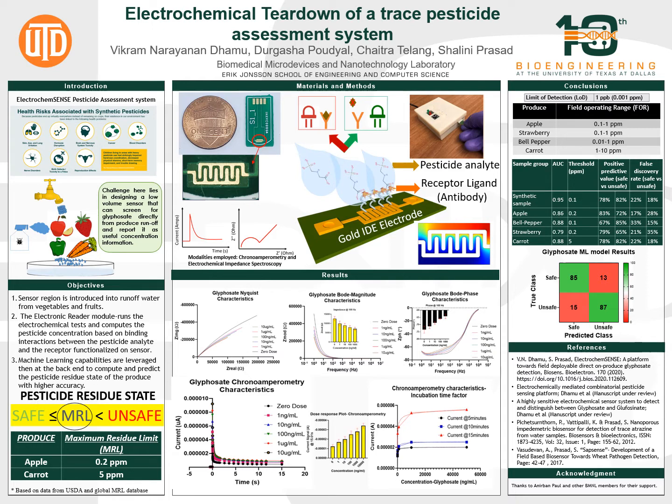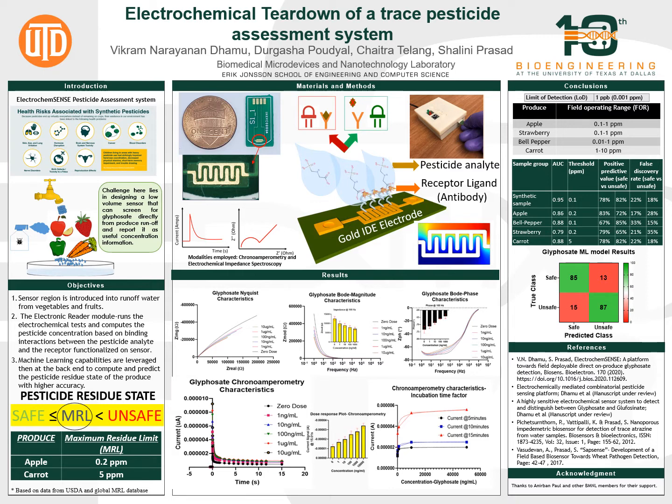The objectives in this project involve introducing a sensor region into the runoff water sample from the vegetables or fruits. Then this is interfaced with an electronic reader that is portable and which runs the electrochemical tests and thereby computes the interactions between the pesticide analyte and the receptor which we have functionalized on the sensor chip. Then we have a back-end step of a machine learning assessment system that is leveraged to compute and predict the pesticide residue state of the produce, which is highlighted below.